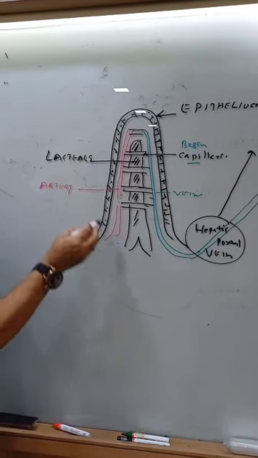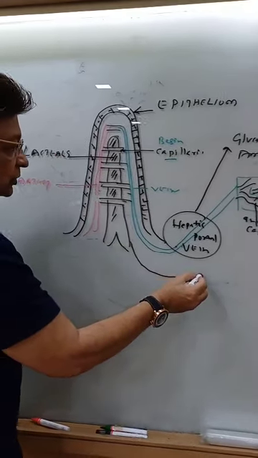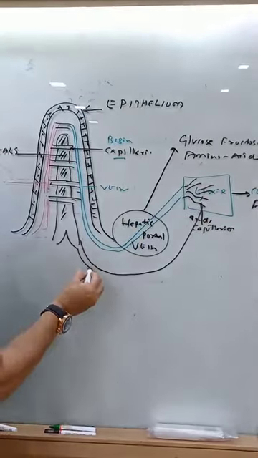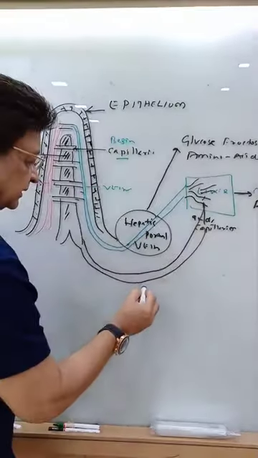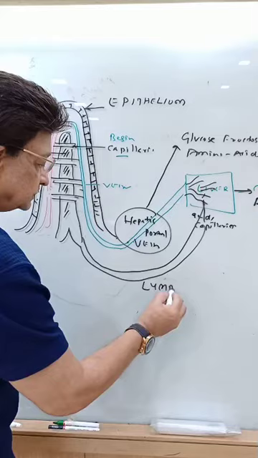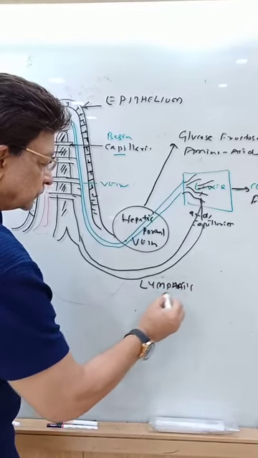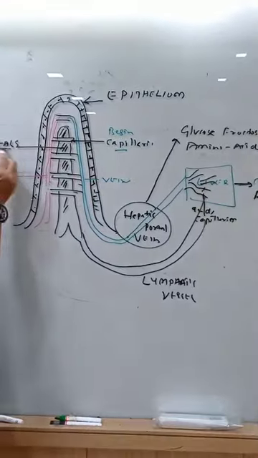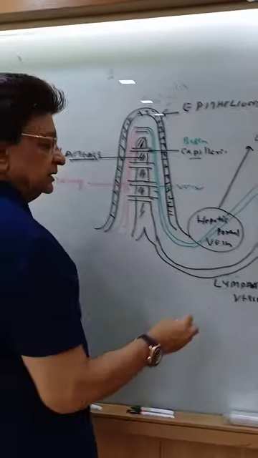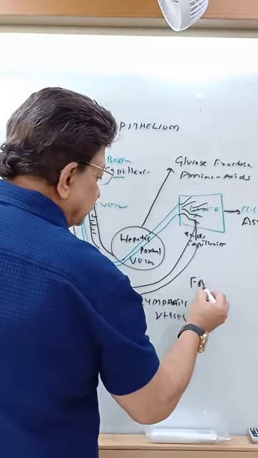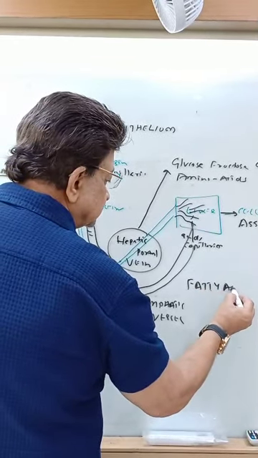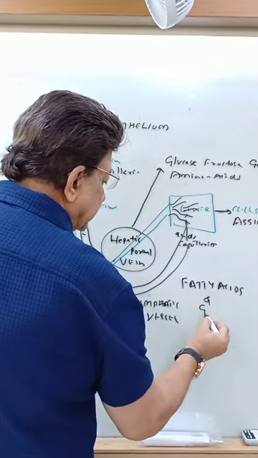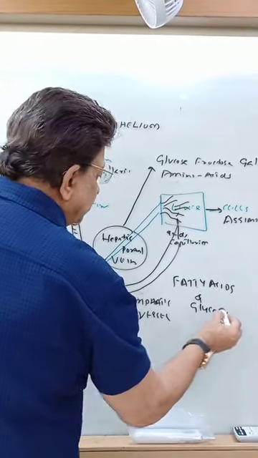So what do the lacteals join? They join, going to the liver, forming the lymphatic vessel. And what does the lymphatic vessel carry? The end products of fat. What are they? Fatty acids and glycerol.